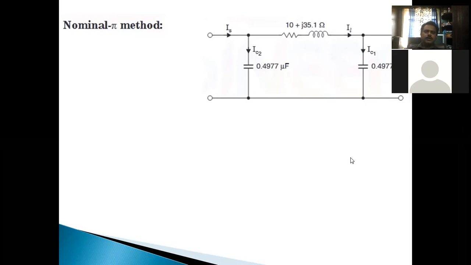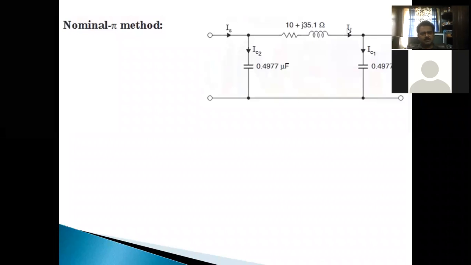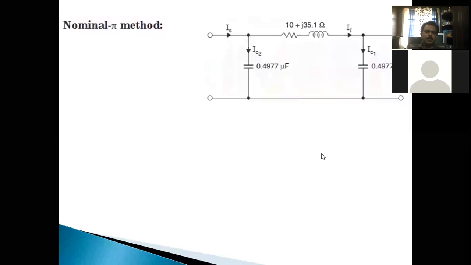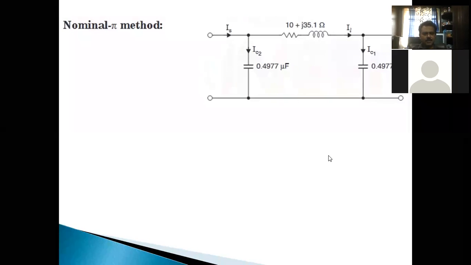So if we use the same parameters that we have calculated earlier, the nominal pi model for a transmission system comes in this fashion. Now come on, anybody tell me how to start the procedure. First step, what do we have to calculate? From this diagram, to find out the regulation and efficiency of the system. Anybody?